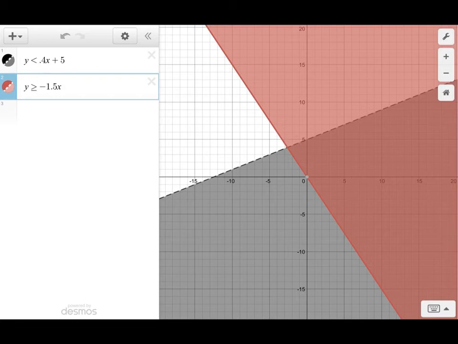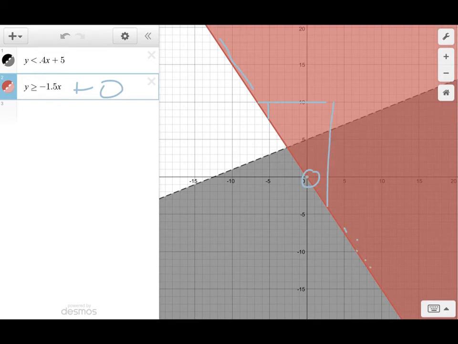Here's the second graph. The slope of this graph is -1.5. It's dropping. The y-intercept is not written out, but it's implied. Y-intercept is 0. There's the y-intercept. It's got a slope of -1.5. If you go over 1, it's going to be dropping 1.5. If you go over 10, it's going to be dropping 15.